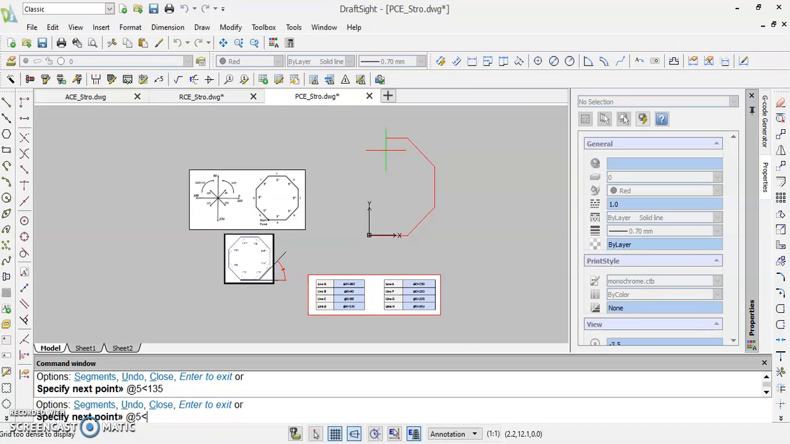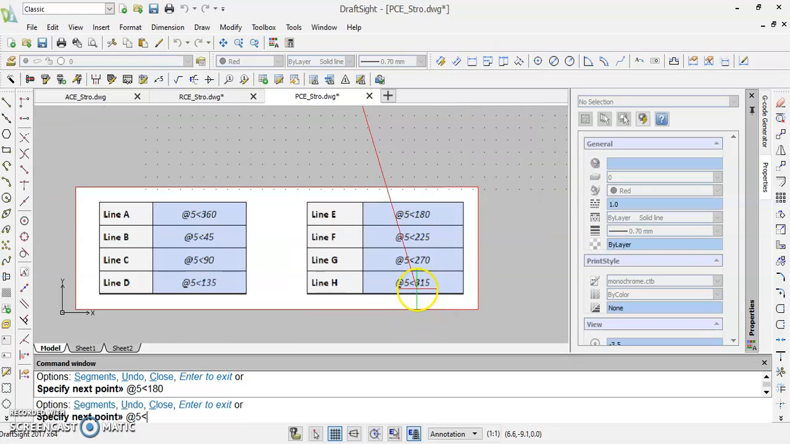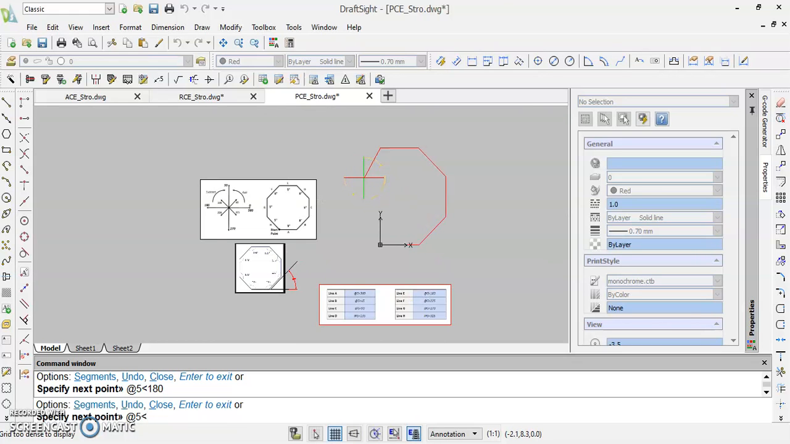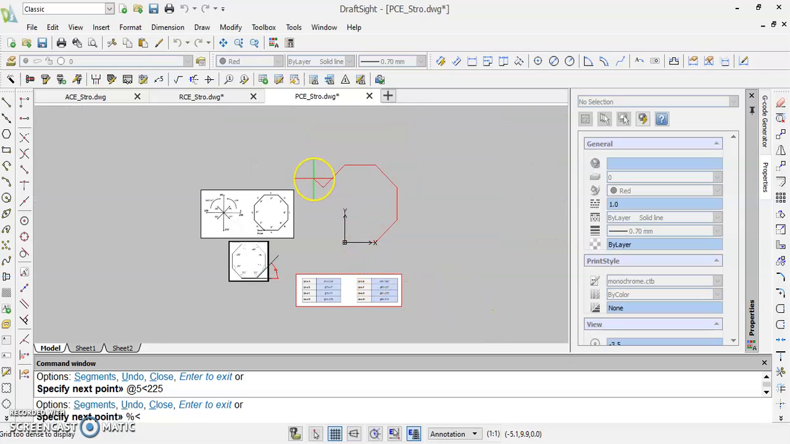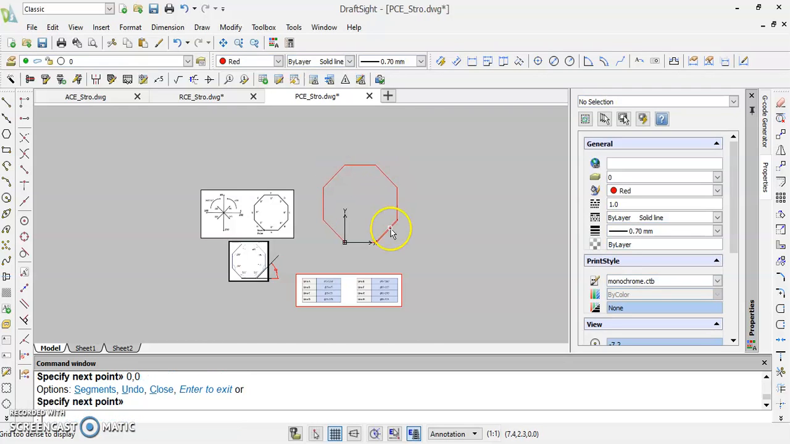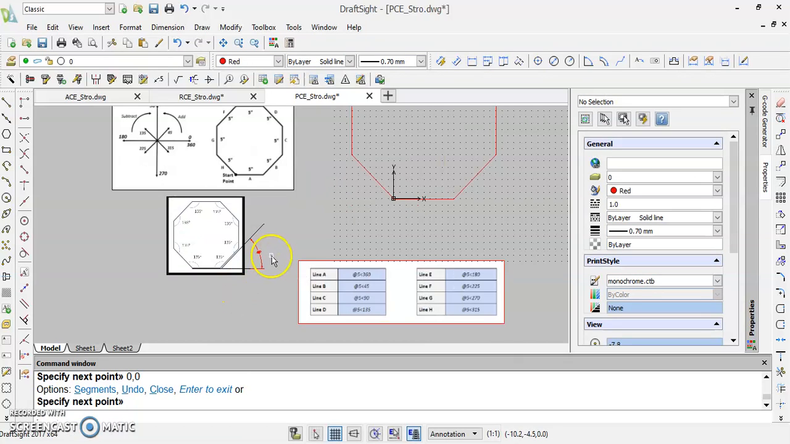At 5 less than 180. At 5 less than, let's see, what's our coordinate here? 225. At 5 less than 270. Let's type that right. Straight down. And you can just continue this by typing in coordinate 0, 0. And that's it. That concludes polar coordinate entry using angles to draw some of these shapes.